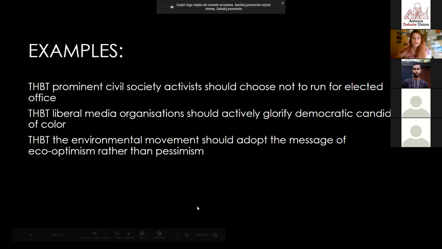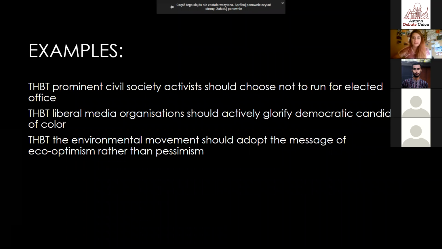Examples. This House believes that prominent civil society activists should choose not to run for elected office. This House believes that liberal media organizations should actively glorify democratic candidates of color. This House believes that the environmental movement should adopt the message of eco-optimism rather than pessimism. Important note on that kind of motion: look at the first wording. This House believes that prominent civil society activists should choose not to run for elected office. They should not choose as well.